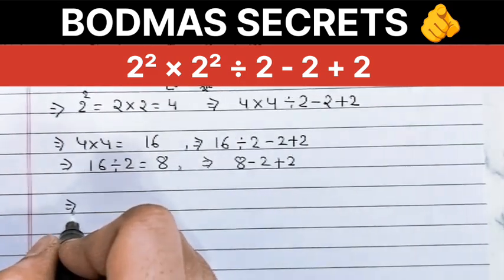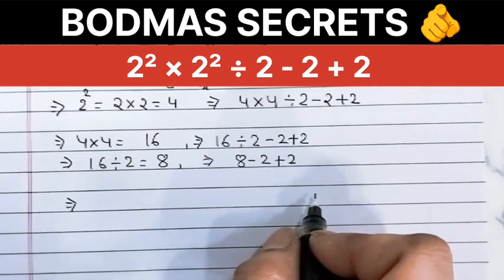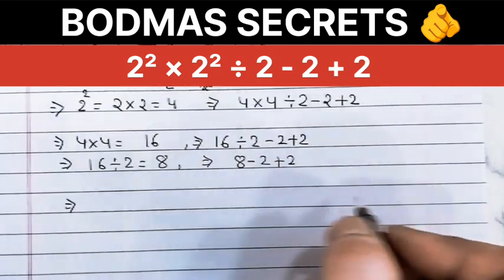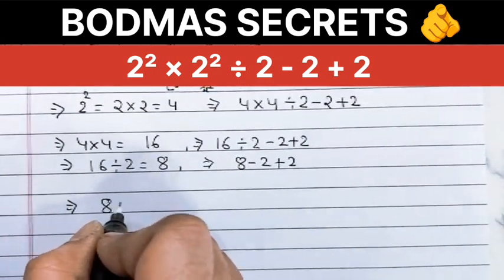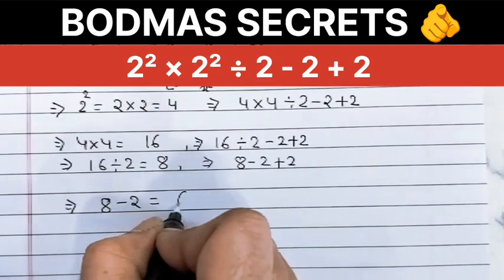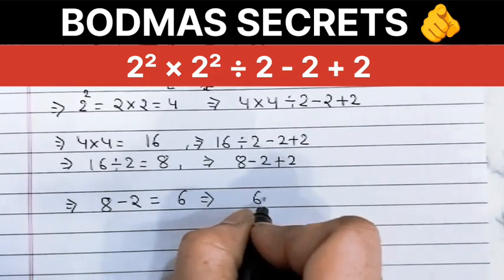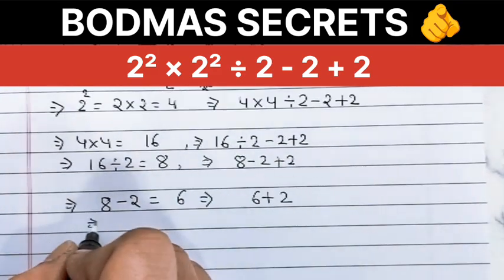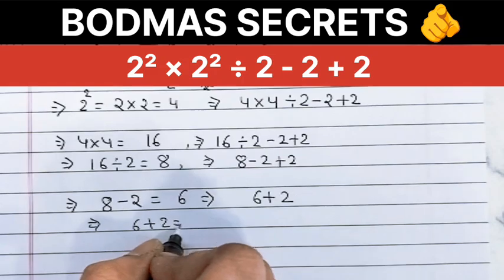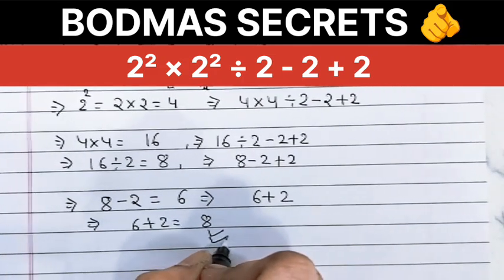Now the third step: addition and subtraction from left to right. Perform the subtraction and addition from left to right. First we subtract the values: 8 minus 2 is 6, and the expression becomes 6 plus 2. Now 6 plus 2 is equal to 8, and 8 is the correct answer.